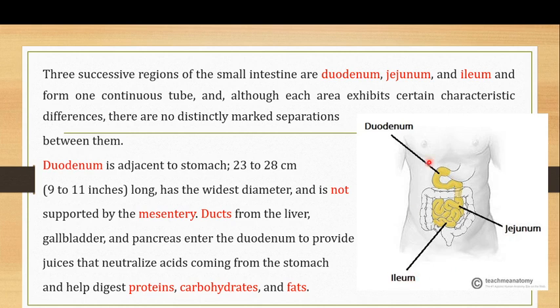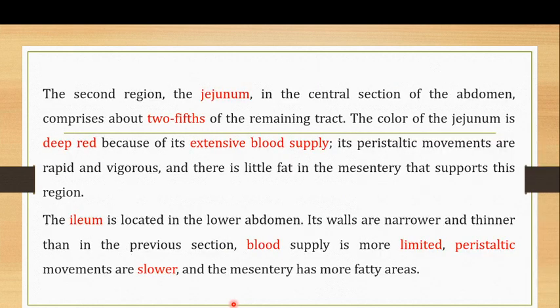Now, in the duodenum, most of the secretions from the gallbladder, the liver and the pancreas are released, which helps in the neutralization of the acid that comes from the stomach. The secretions also contain enzymes which help in the digestion of protein, carbohydrate and fats.